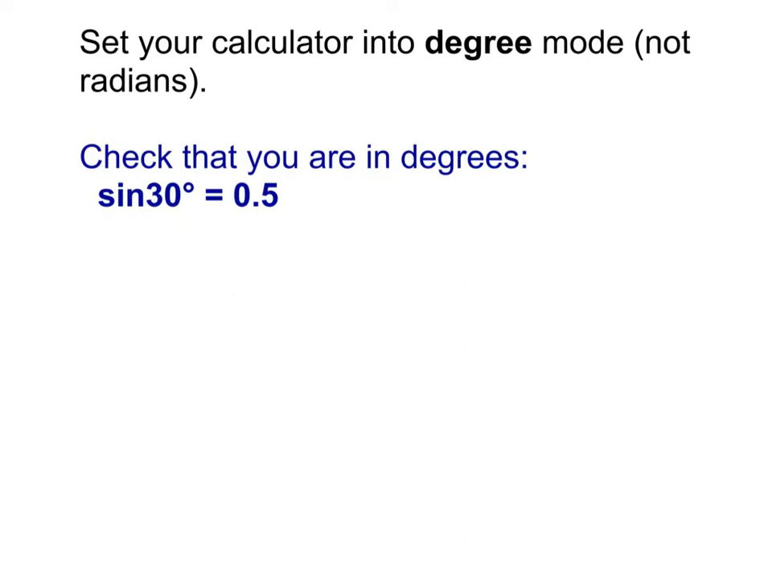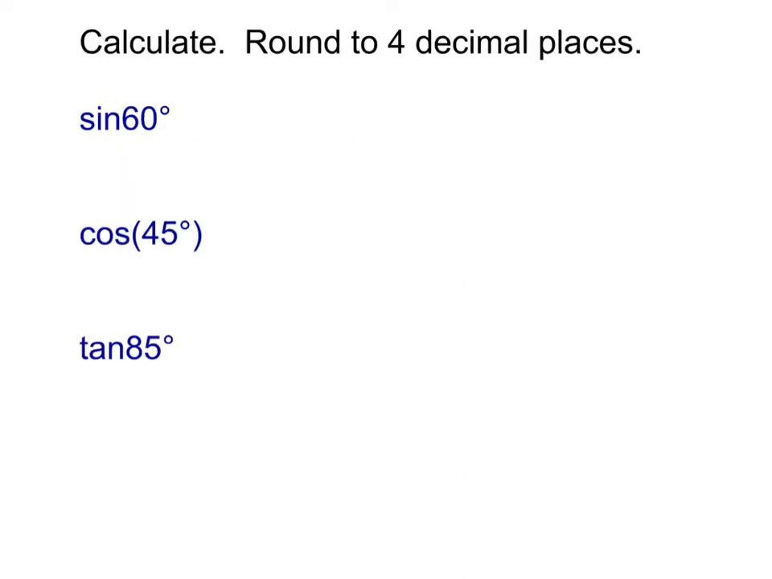And so now that we've looked at each person's calculator, made sure that everybody's is set in the right mode, we can now go ahead and just practice this idea, making sure that we can calculate each of these values. So really quickly, please calculate each of these values and round your answer to 4 decimal places, please.